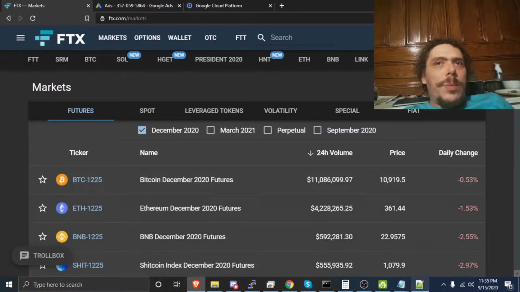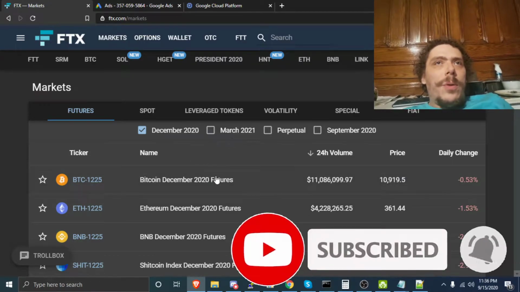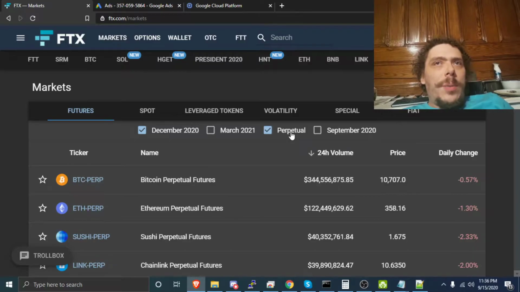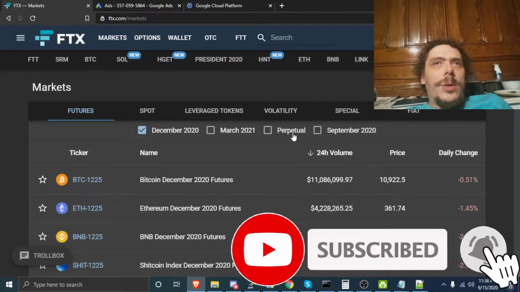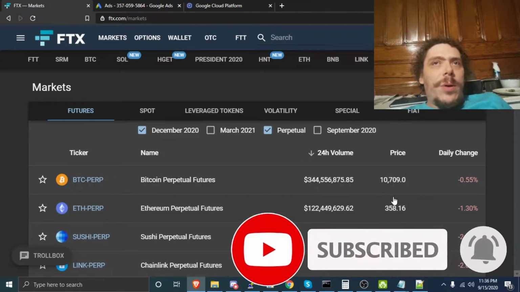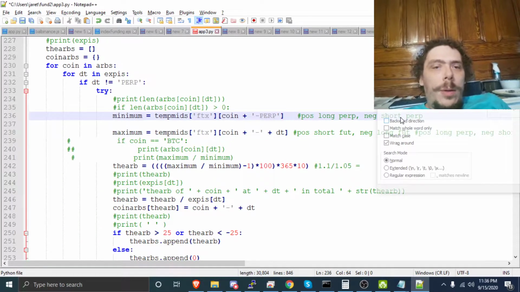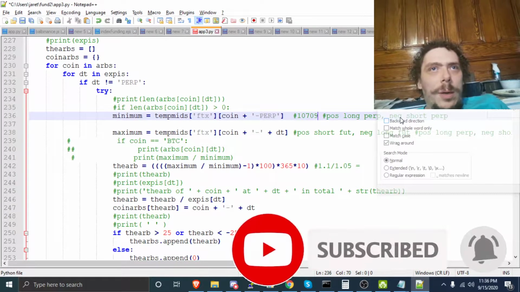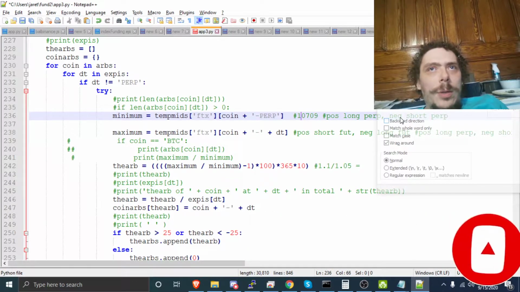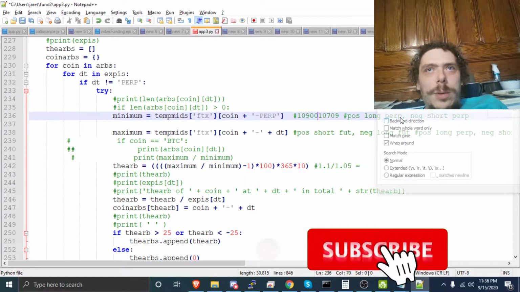So hopefully you can see the prices here with my camera there. So the price of the Bitcoin expiring in December is, well, what was that? $10,922. The price of the perpetual is $10,709. So what it does is it takes those two prices, the perpetual, 10,709, and it divides it into the future in this case, which we saw was 10,900.